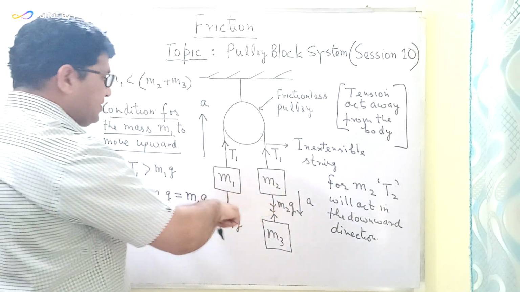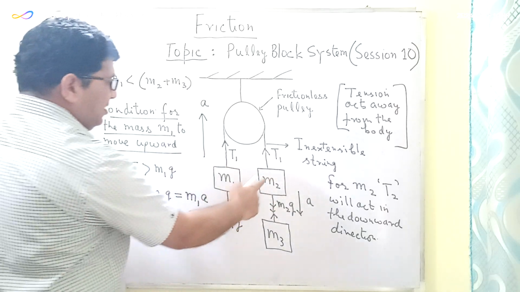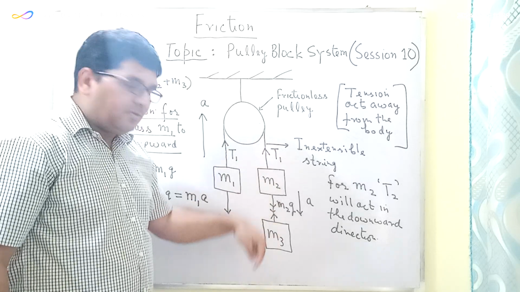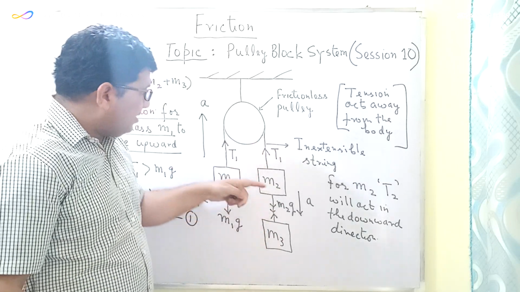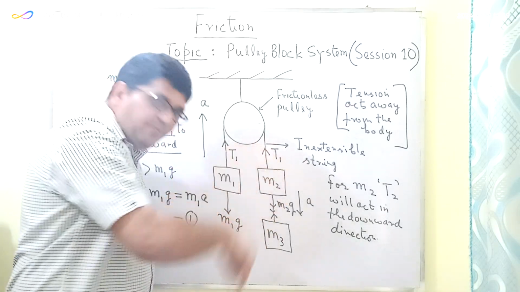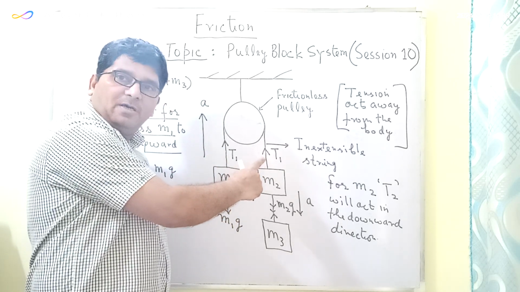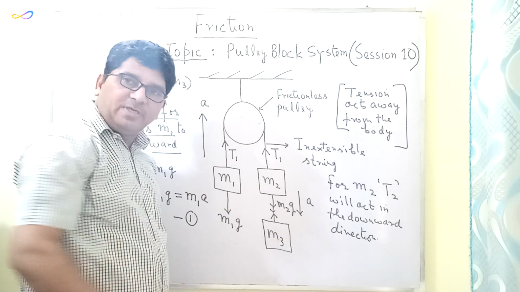So based on this concept, I will be deriving the second equation. This block of mass m2 will move in the downward direction only when the net force in the downward direction is more than the forces acting in the upward direction.